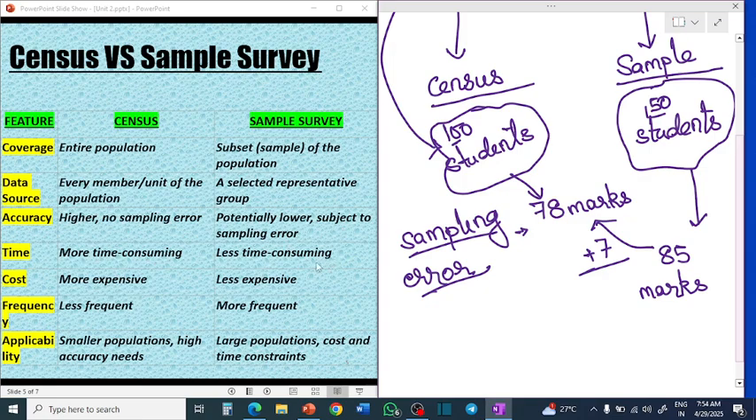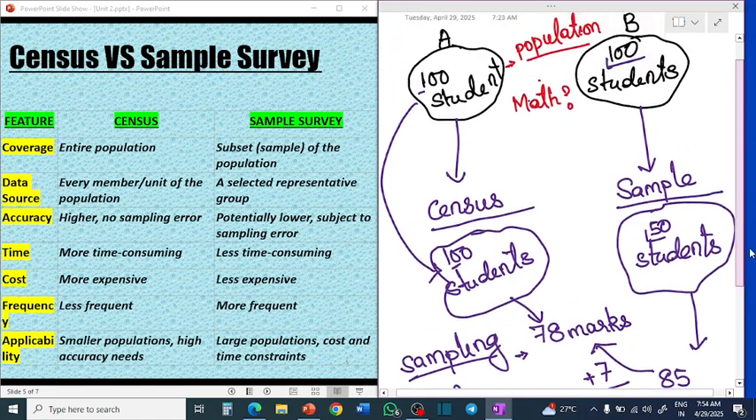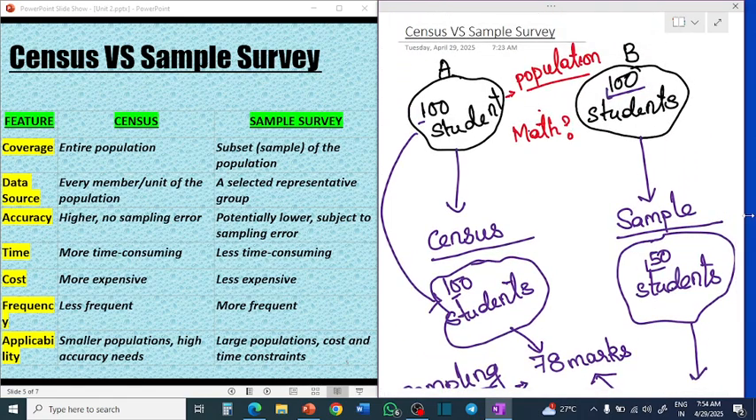Sample is less time consuming. Cost: census is more expensive because more data is collected, and the other one is less expensive. Frequency: a census is done fewer times. When we are doing research, we will rarely do a census. Most of the times we will use a sample because it is more frequent, less expensive, and much easier than collecting a census. Then applicability: smaller population, high accuracy needed. So when the population is small, we go for census, and when the population is large, we go for sample survey.